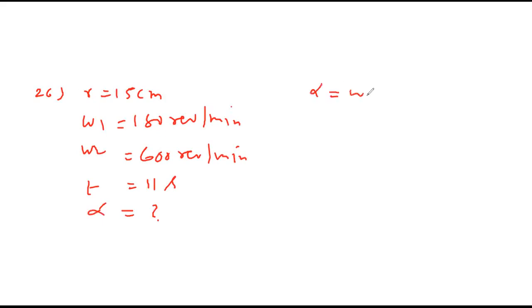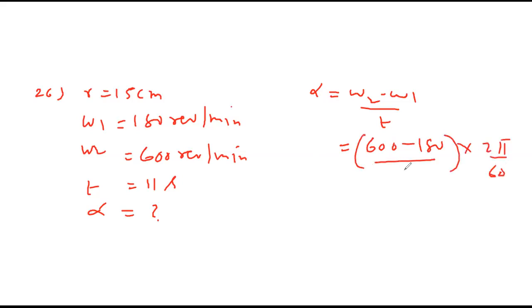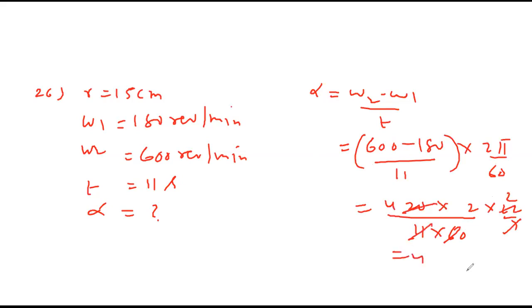So alpha is omega 2 minus omega 1 upon time. But see, the unit is not proper. It should be converted into radian per second. So 600 minus 180 into 2 pi by 60, common, upon time 11. Now this is 420 into 2 pi, that is 22 by 7, upon 11 into 60. 7 sixes are 42, 420, 11 2s are 22, so 4 radian per second.